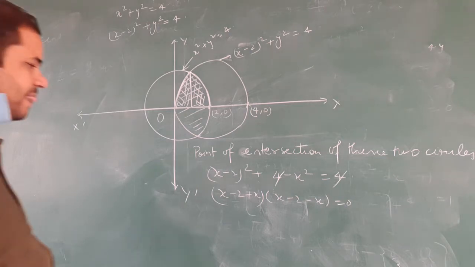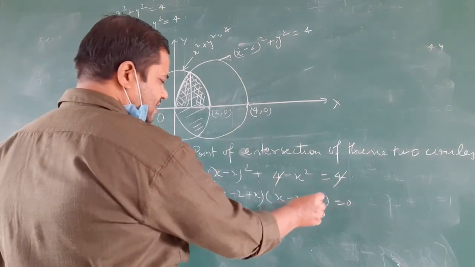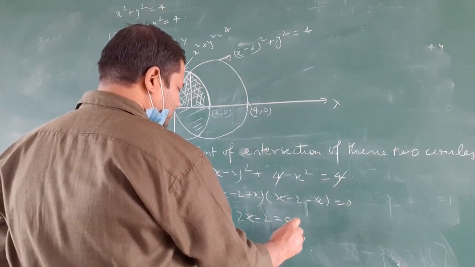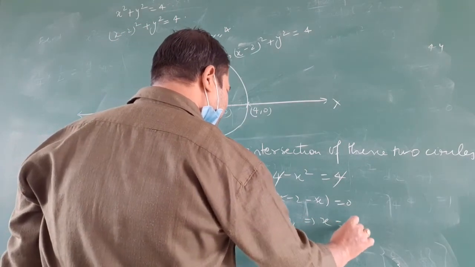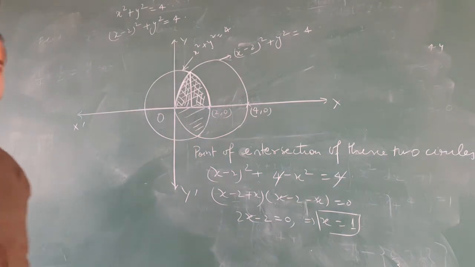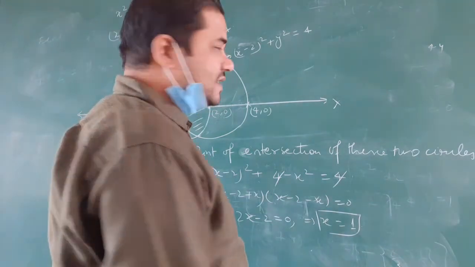ठीक है ना? So this one is cancelled out. So 2x minus 2 is equal to 0. So this implies x is equal to 1. Okay, so put this value of x in our equation.